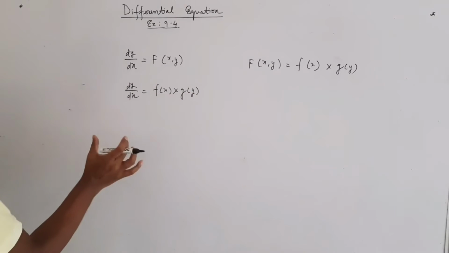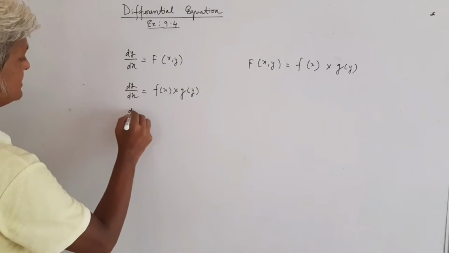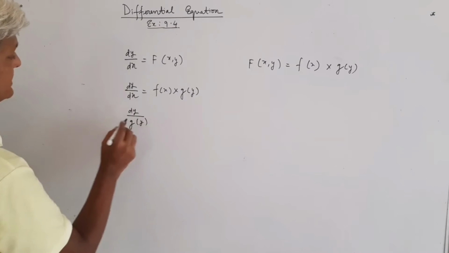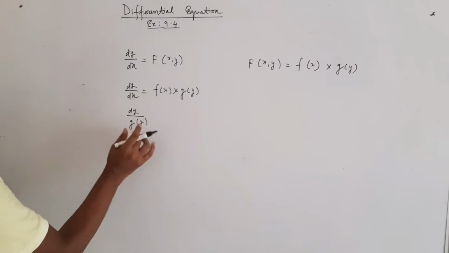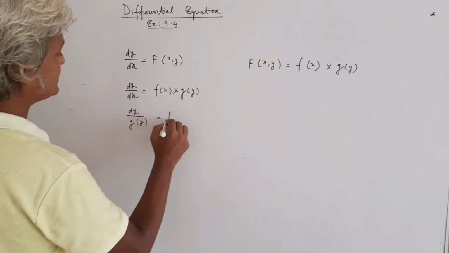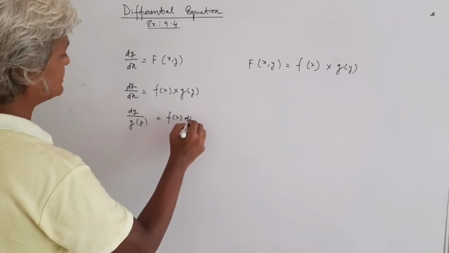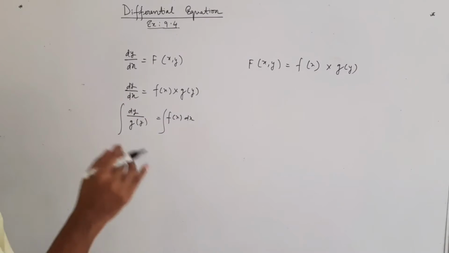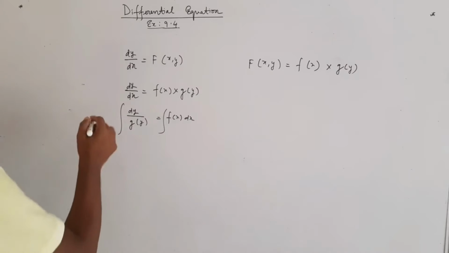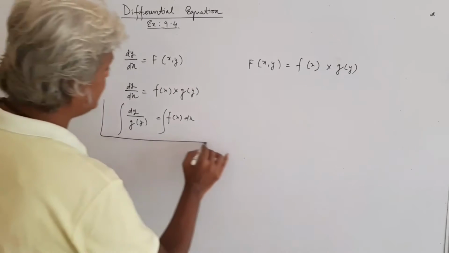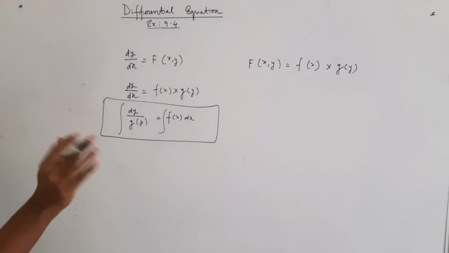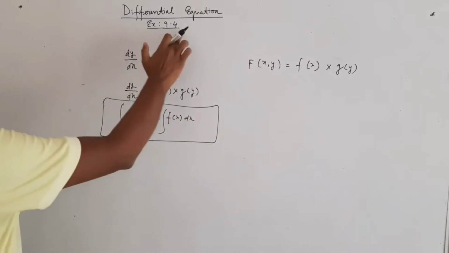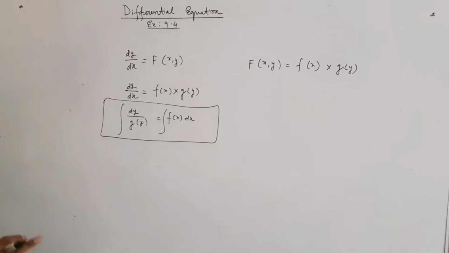So now the variables are separable, because we can write it like this: dy over g(y) equals f(x) dx, which means keep dy and the function of y together, and f(x) and dx together. Now integrate on both sides, and the solution of this will be the solution of the equation. Then you find one general solution. So now let me take some examples from this exercise 9.4 and solve them one by one.